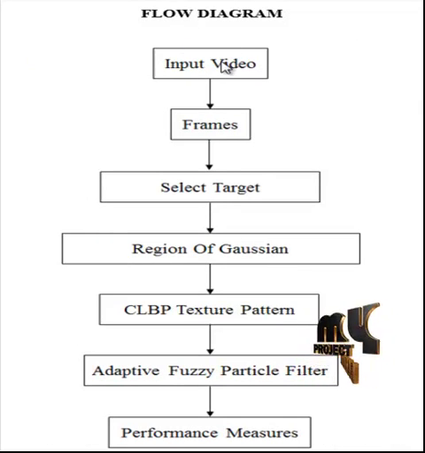Input video is obtained from the dataset. The videos were converted into frames. The target is obtained from the user. The region of Gaussian process is then employed for the detection of the target.